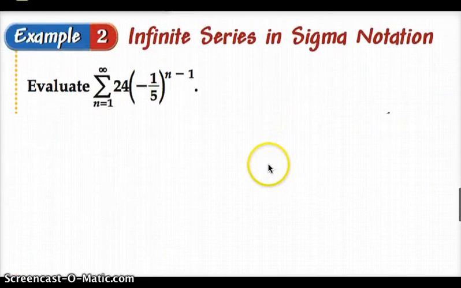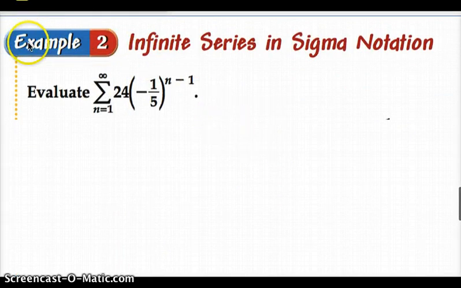Okay, so let's check out an infinite series in sigma notation. This looks complicated, but I think we can figure it out. So we can see that if we start off with the number 1, this whole thing goes to 0. This is 0, and this therefore goes to 1. So our first term, our a sub 1 term, is clearly 24. Since we're dealing with this -1/5, you can see that r is equal to -1/5.